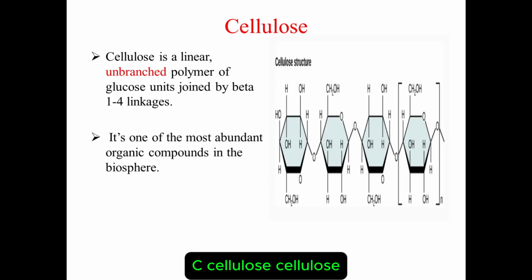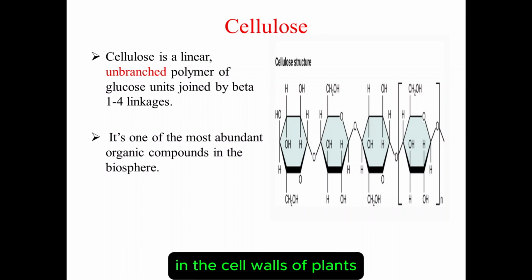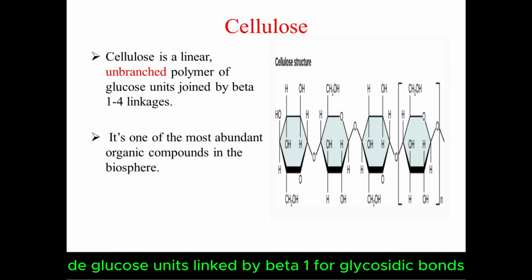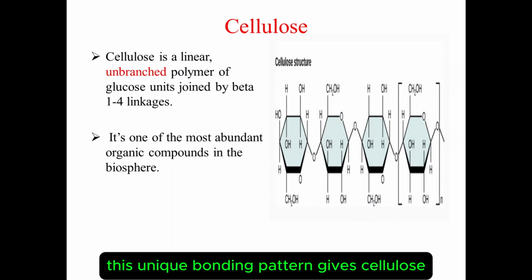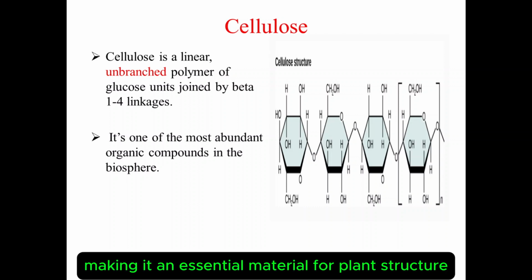Cellulose. Cellulose is a polysaccharide that serves as a structural component in the cell walls of plants. It is composed of long chains of beta-D-glucose units linked by beta-1,4 glycosidic bonds. This unique bonding pattern gives cellulose its rigidity and strength, making it an essential material for plant structure.